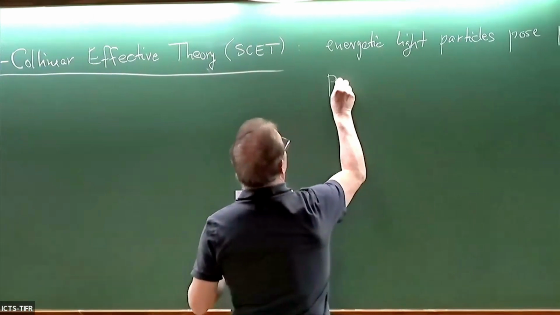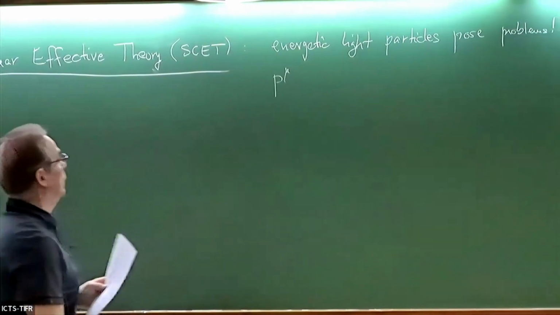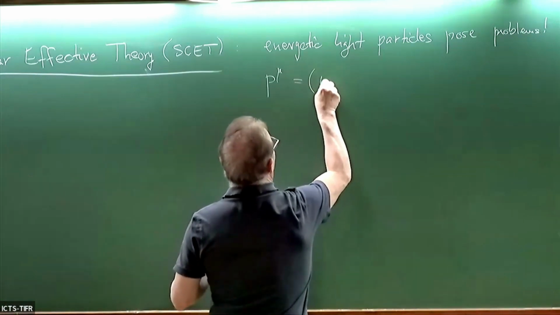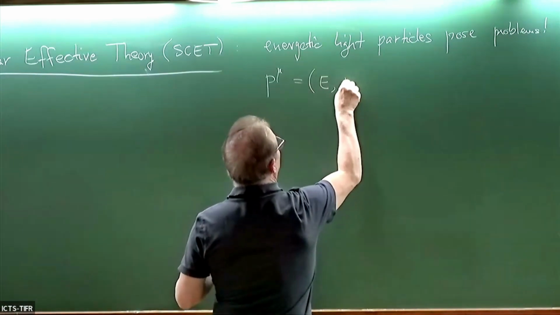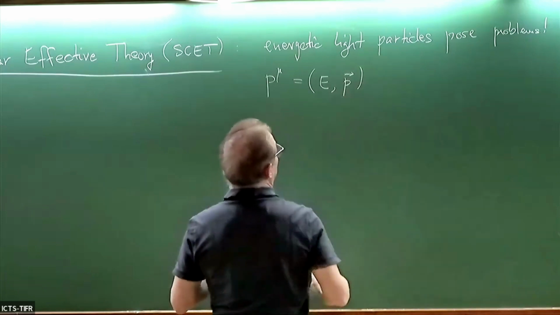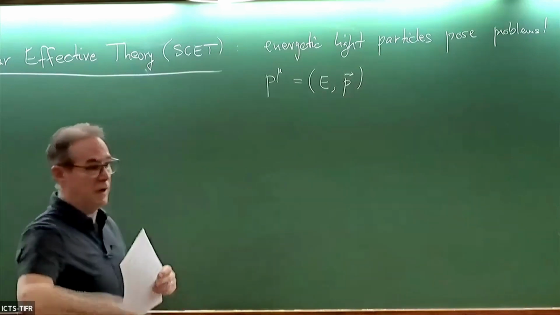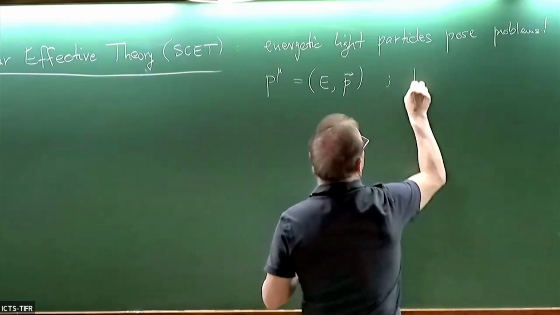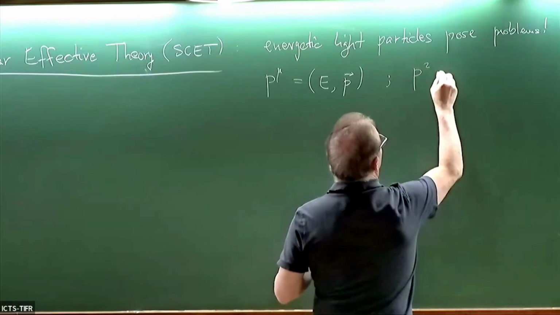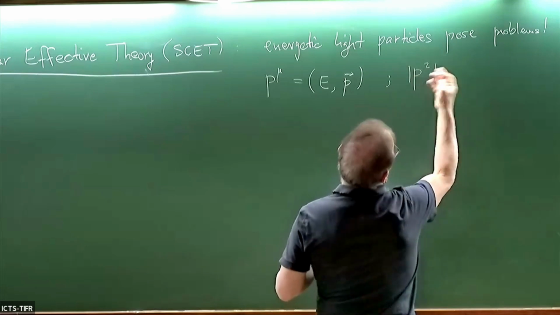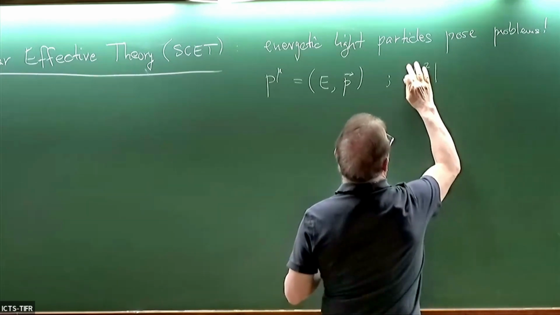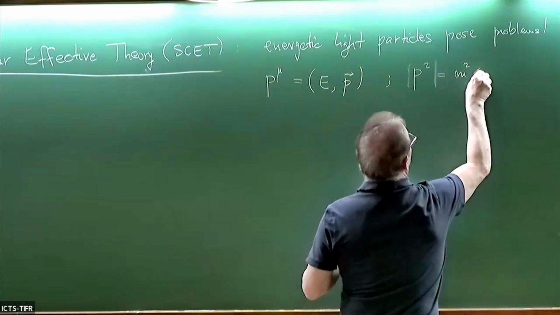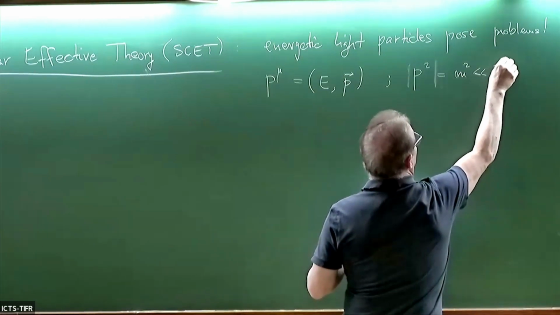What's the problem with energetic light particles? Well, you have p^mu, the momentum vector of these particles, which has their energy and then their three-momentum. And the point is, for an energetic particle, the energy can be very, very large. However, p^2 is small. p^2 is typically the mass of the particle: if it's on shell, p^2 is m^2, and it can be much, much less than the energy squared.